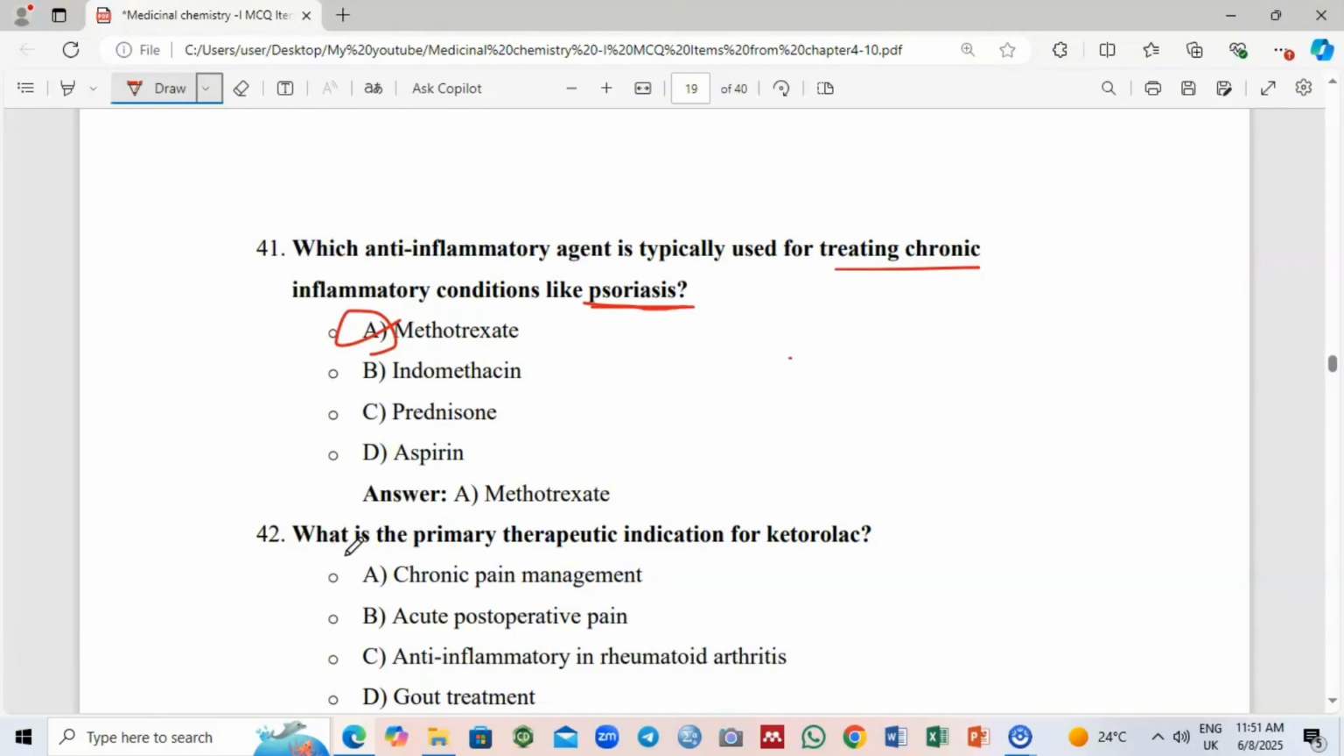Question number 42. What is the primary therapeutic indication of ketorolac? A. Chronic pain management. B. Acute postoperative pain. C. Anti-inflammatory in rheumatoid arthritis. D. Gout treatment.